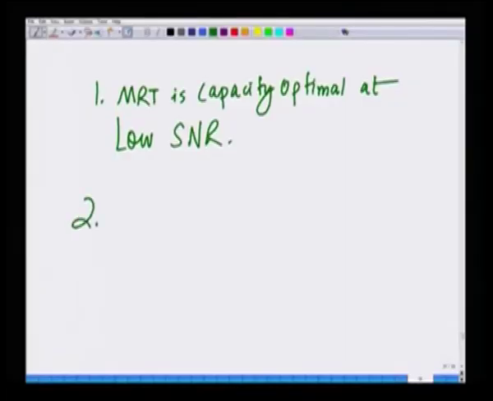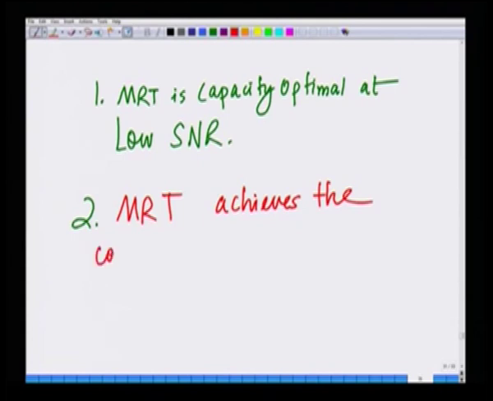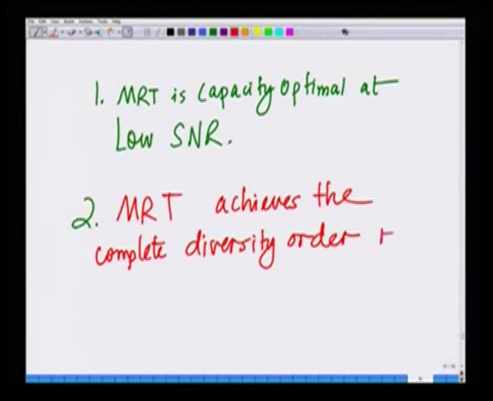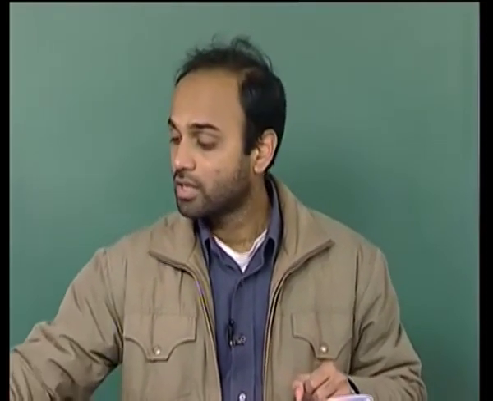The other property is slightly difficult to see, and I will not prove it here. MRT achieves the complete diversity order, which for this R cross T MIMO system is R times T. If I have R receive antennas and T transmit antennas, I have RT independent fading coefficients, hence the complete diversity order is R times T, and MRT achieves the complete diversity order of RT. So, this is a simplistic transmission scheme, but very reliable and yields very low bit error rate because it has full diversity, which is essentially RT.